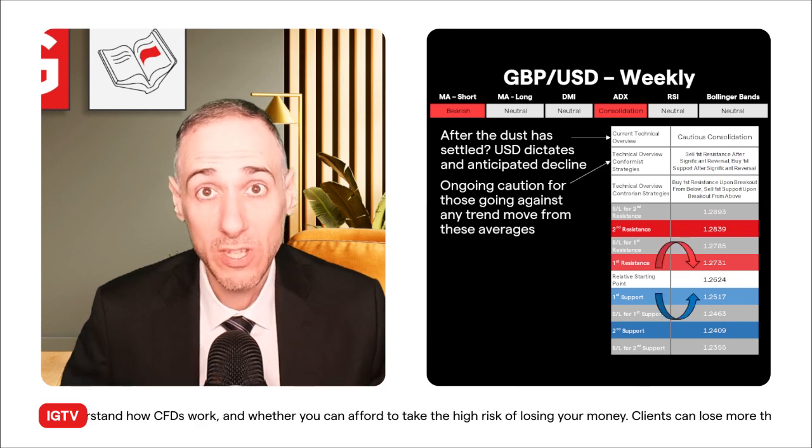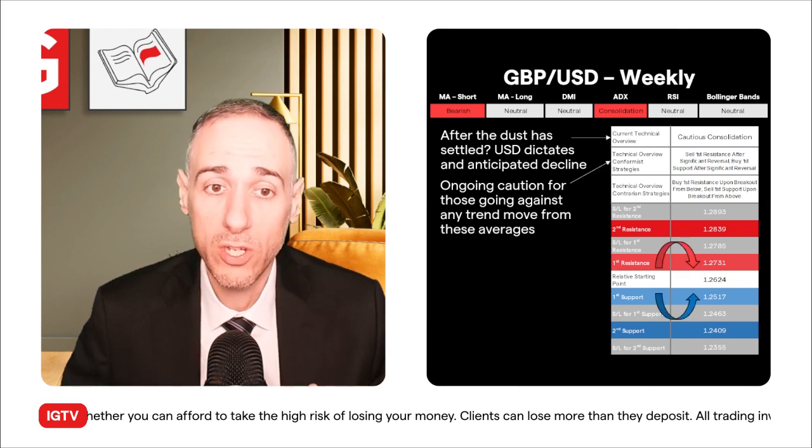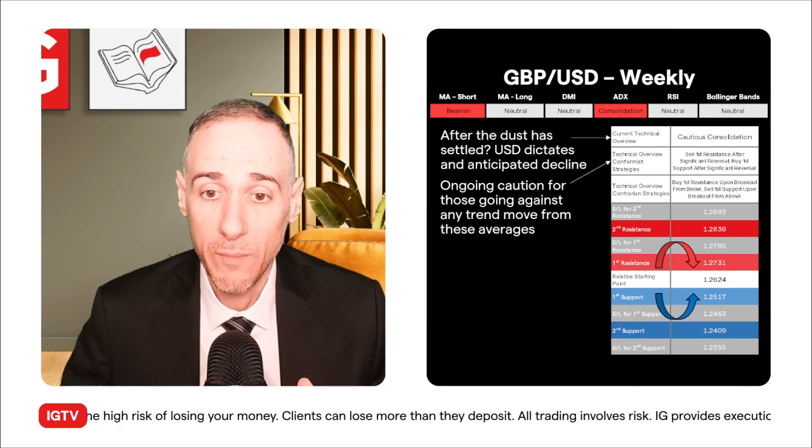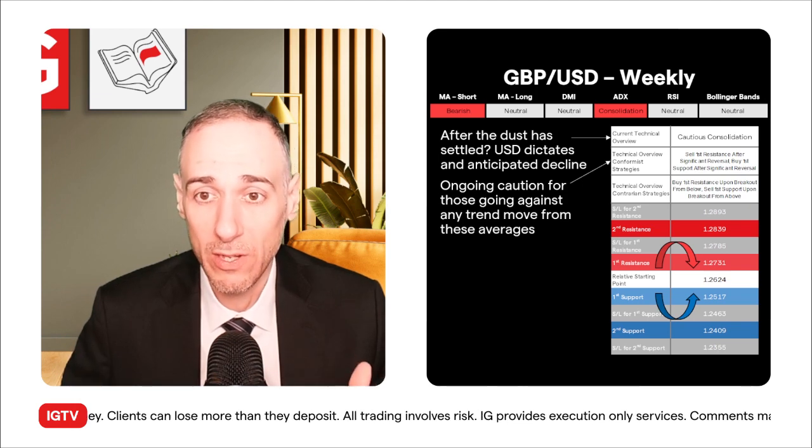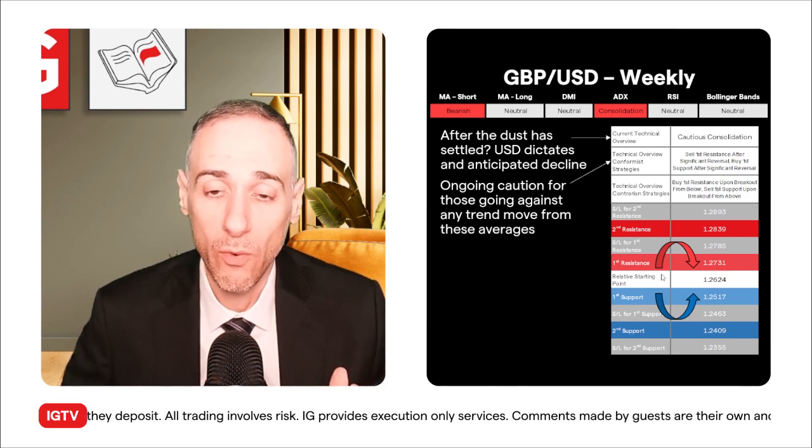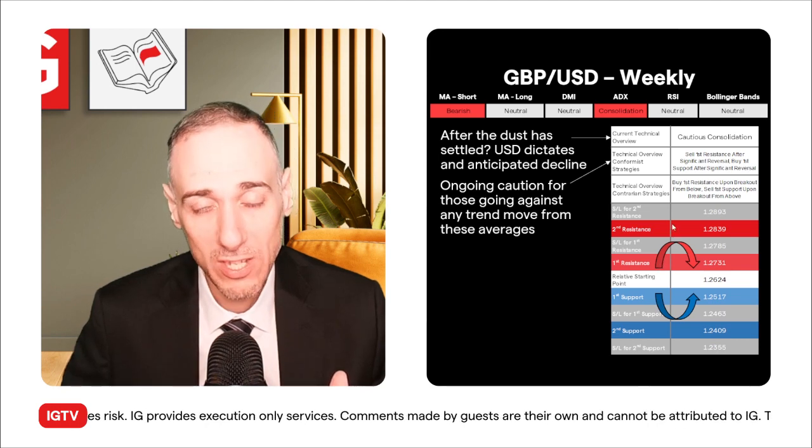But for now, when it comes to the strategies on the weekly time frame, ongoing caution for those going against any trend move from these averages, and that means that you're talking about selling the first resistance after a significant reversal. So if it reaches, you're waiting for it to breach significantly.